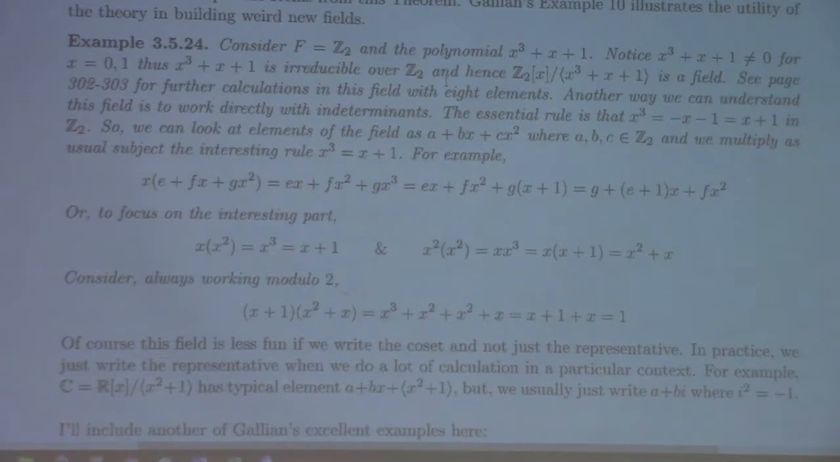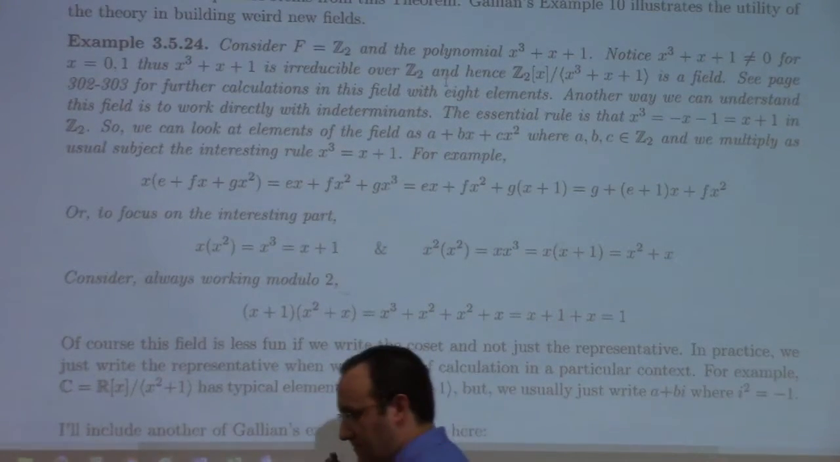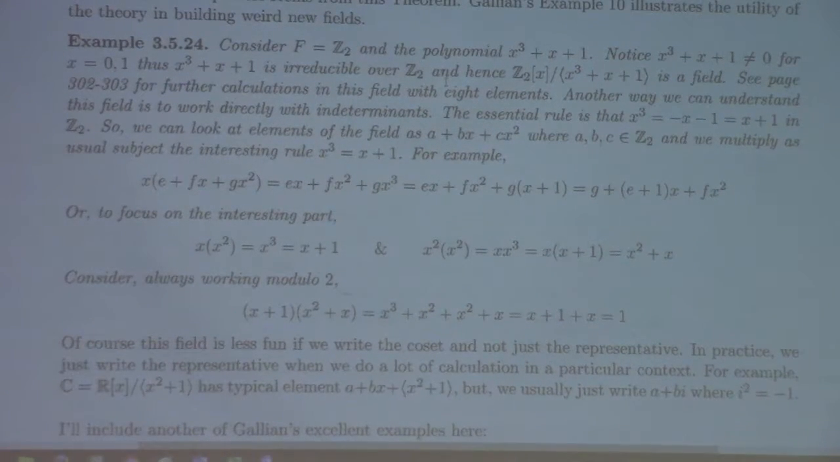We didn't have a field with 8 elements before, but now we do. So I think that's actually kind of interesting, right? Because we know Z8's not a field, right? Because 2 times 4 is 0, but 2 and 4 are not 0. They're zero divisors. So it's not a field. It's got things that are not units. But there's something else of order 8, which is a field. This thing.